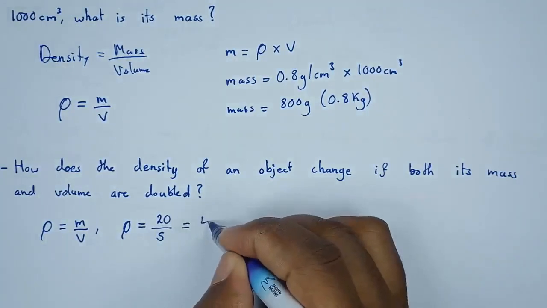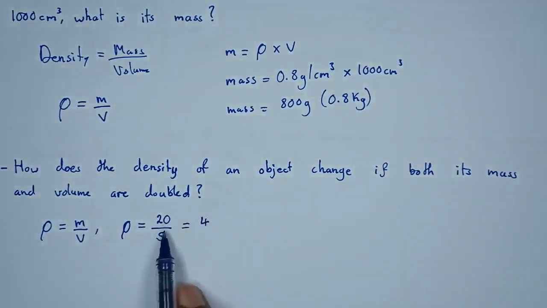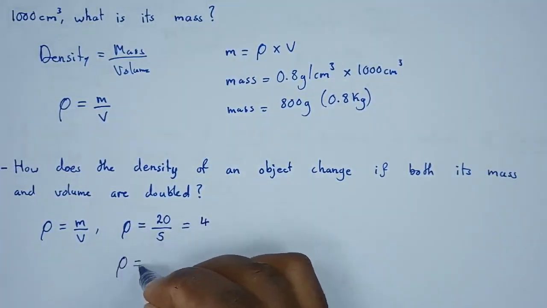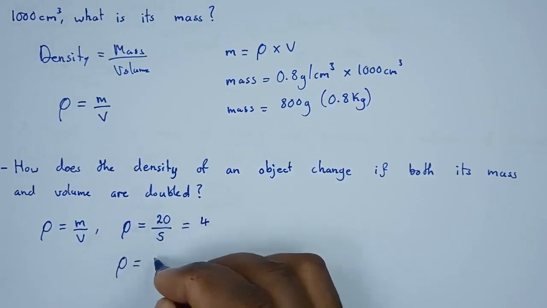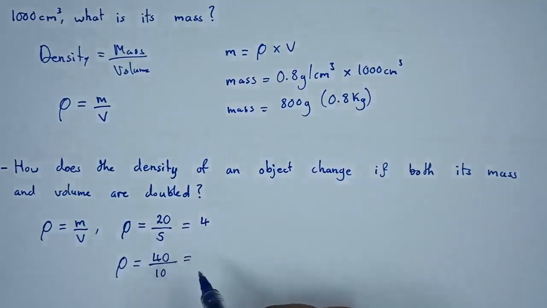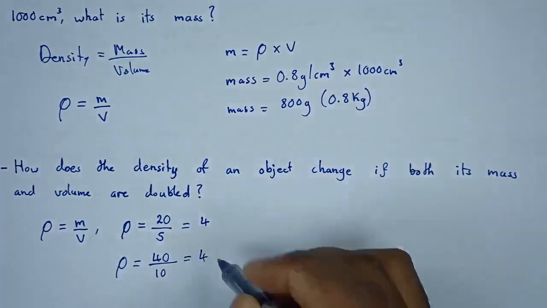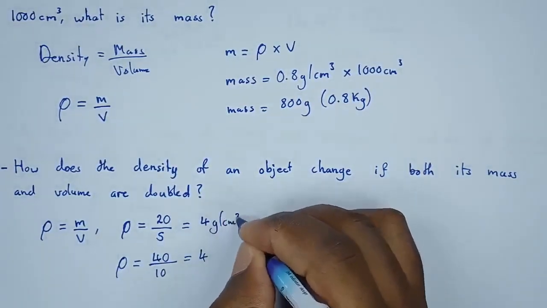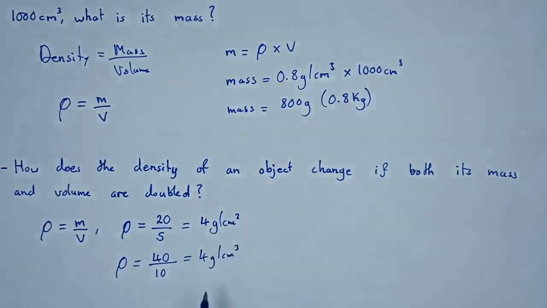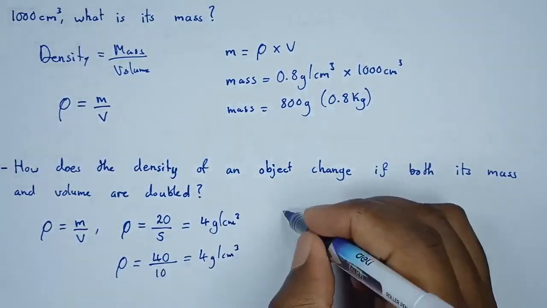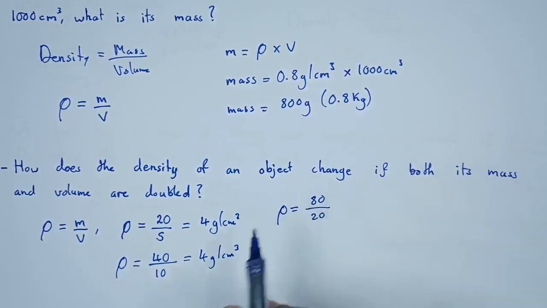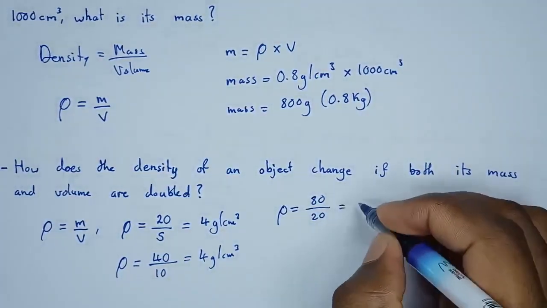Now let's double both volume and mass. If we double the mass, we'll have 40. If we double the volume, we'll have 10. So 40 over 10 is still the same 4. Remember, these are grams per cubic centimeter or kilograms per cubic meter, depending on what you've been given. Let's do it one more time and double what we have here. So density is equal to 80 over 20. We double mass and double volume, and what we get is simply 4 grams per cubic centimeter.